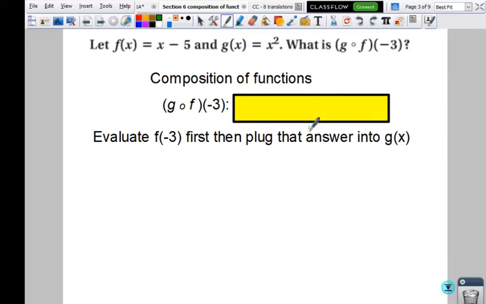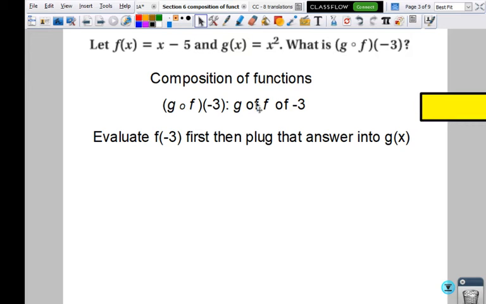I want to know, what is g of f of negative 3? Okay. I don't think you guys have seen this before. So this is what's called a composition of functions. You see this little hollow circle in the middle? We want to keep that as a hollow circle because that means it's a composition. And when we read this, we read it as g of f of negative 3.